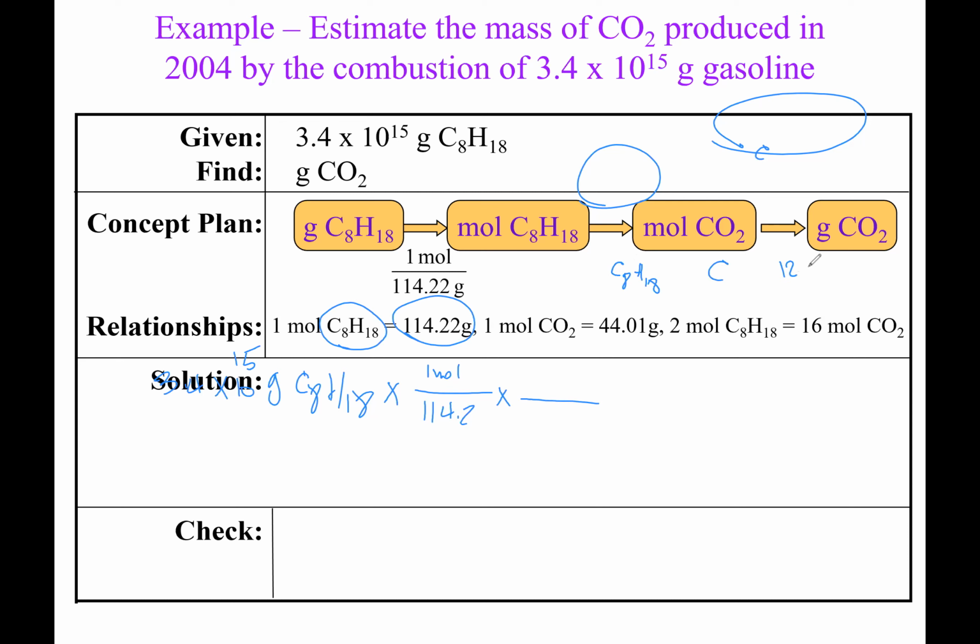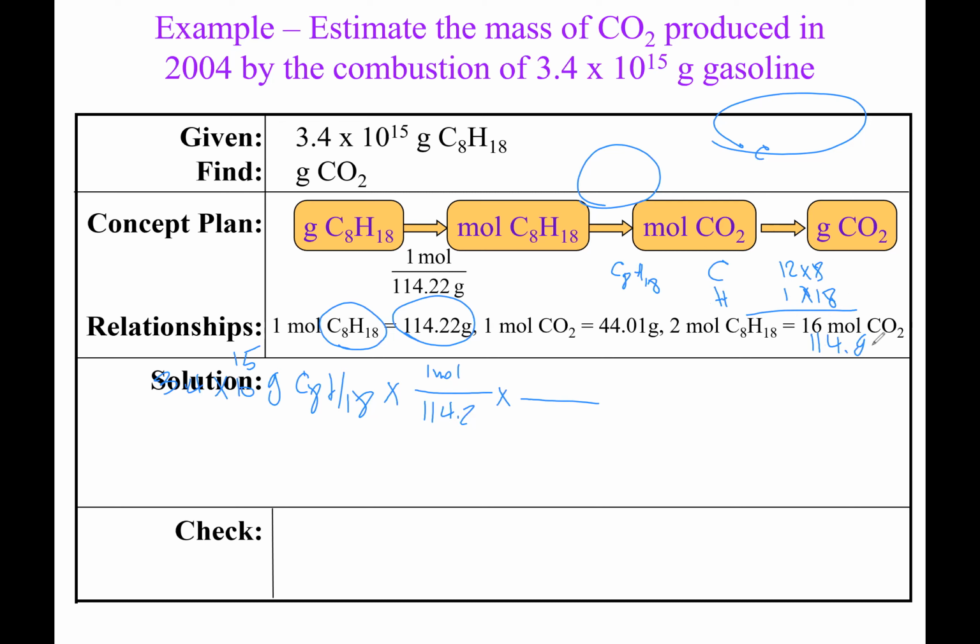Each carbon is 12 grams, but since you have 8 of them, you have to multiply by 8. And then the mass contributed from hydrogen, you have 1 gram, but you have 18 of them, so it's going to be times 18. So 12 times 8 is the mass coming from carbon, and 1 times 18 is the mass coming from hydrogen. If you multiply these and then add them together, it gives you 114.